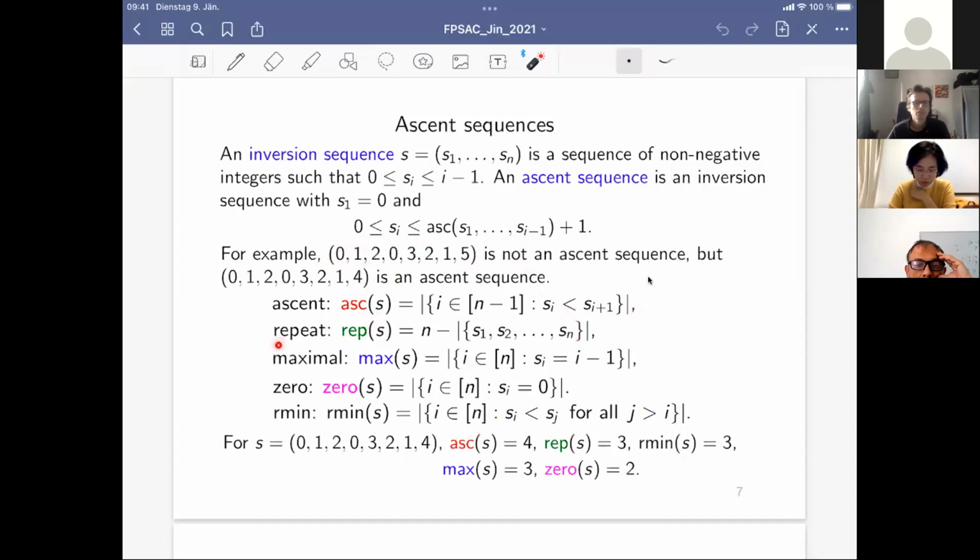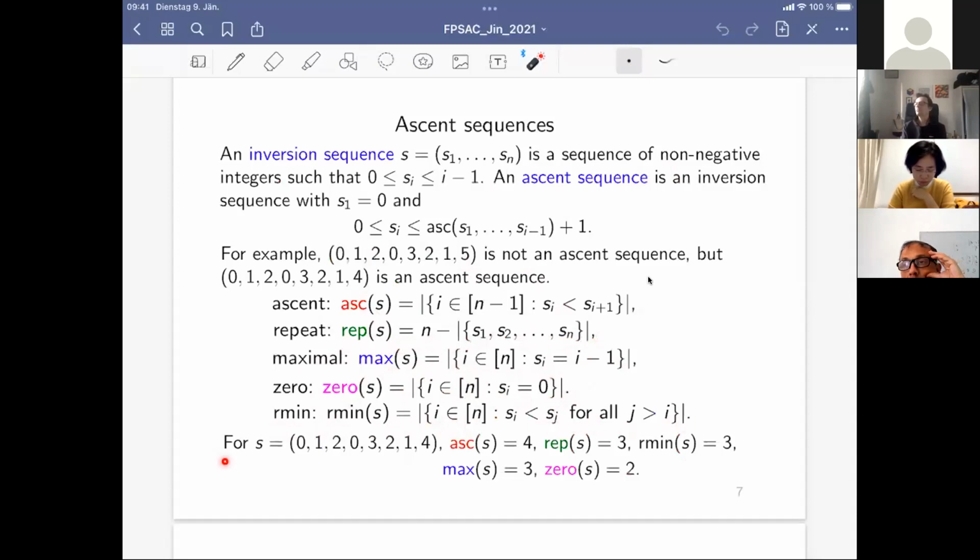And the other statistics are defined as follows. Rep, repeated entries, counts the number of repeated entries, which equals the total number of entries minus the number of distinct ones. Max counts the maximal entries. Zero counts the number of zeros in the sequence. R-min is short for right-to-left minimal. It counts the entries that are smaller than all the entries to their right. So it's right-to-left minimal.